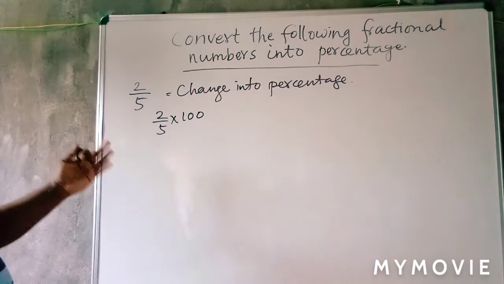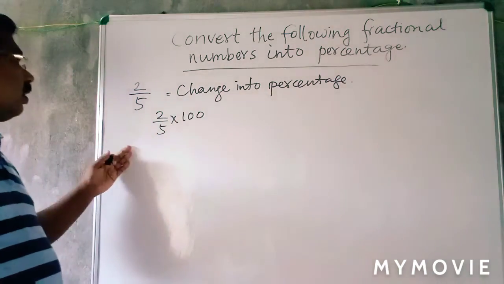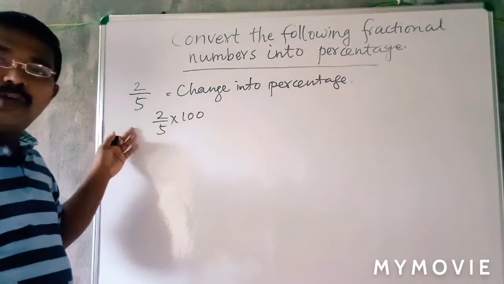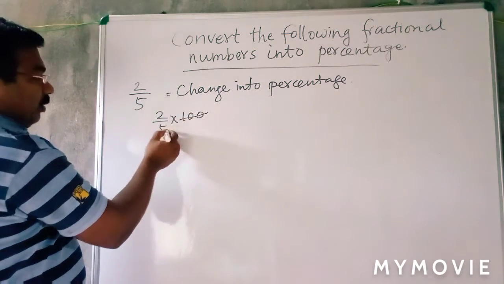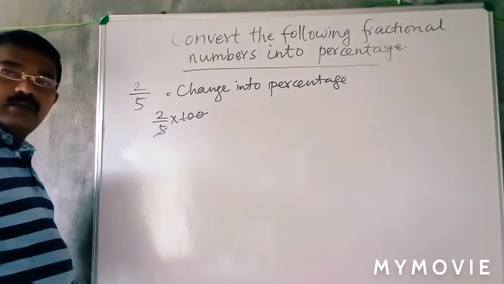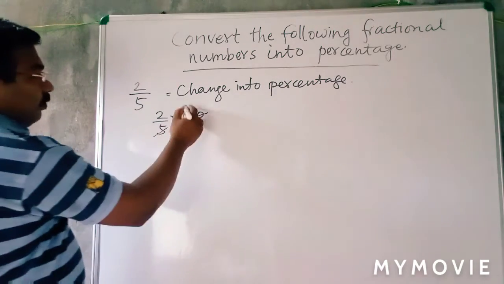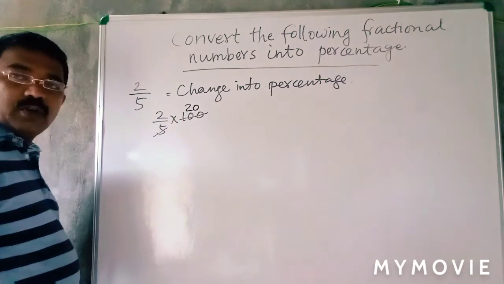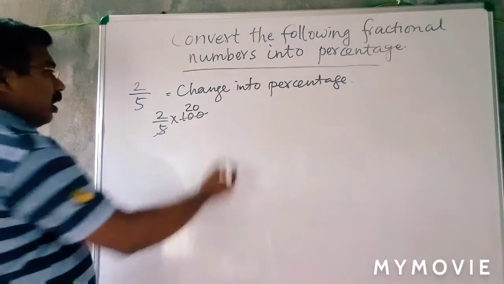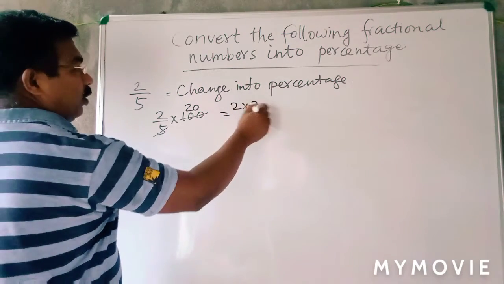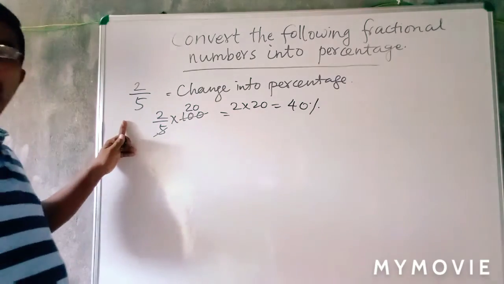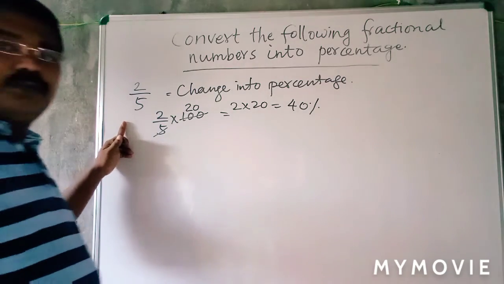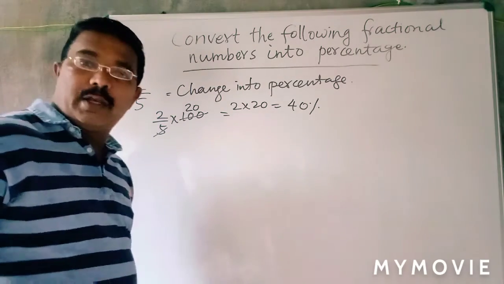In this way, we can change this fraction number into percentage. When we multiply, 100 and 5 cancel and we will get 20. 2 into 20 is equal to 40%. 2 by 5 is 40%. Now let us see more examples.